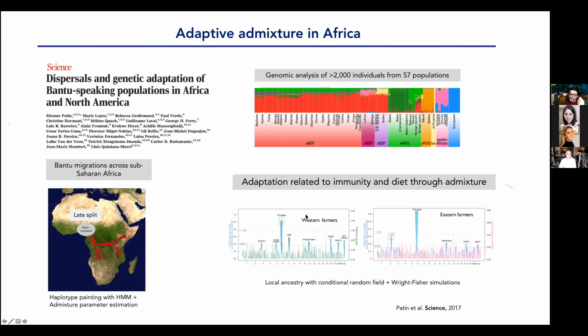Western Bantus acquired, thanks to admixture with the pygmies, beneficial alleles located in the HLA region, so involved in immunity, and also in a gene called CD36 that is involved in resistance to malaria. And Eastern Bantus, through admixture with East African pastoralists, acquired the allele in the lactase gene that allows adults to digest milk. So this highlights the beneficial nature of admixture for better adaptation.